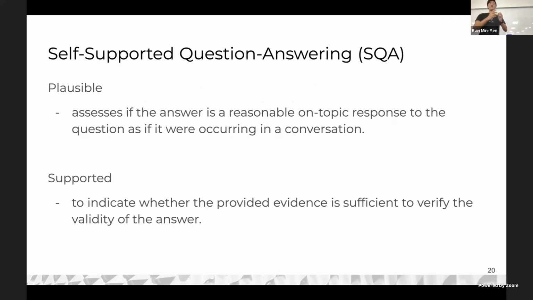Okay, so they define the accuracy with these two words, plausible and supported, under this self-supported question answering, SQA. So plausible means, if the answer is reasonable, is it humane? Is it a common response, a normal response that a human would give? And supported means whether that response can be backed up by evidence from somewhere else. Okay, so plausible and supported.